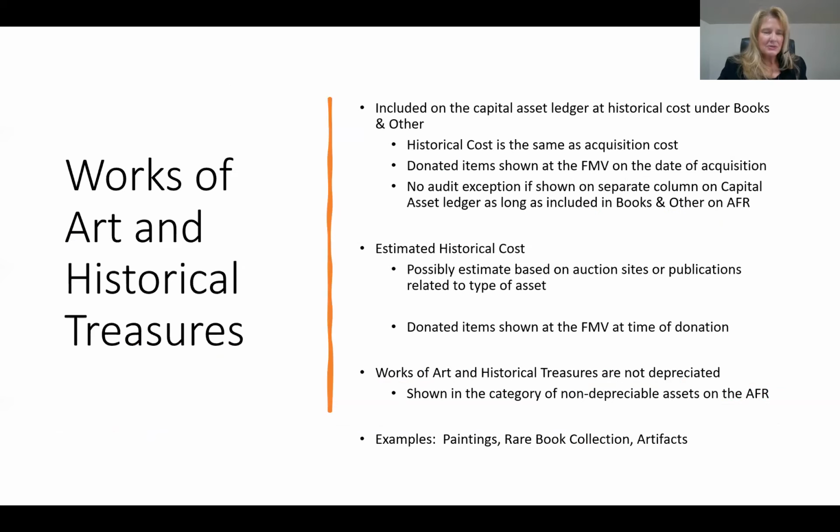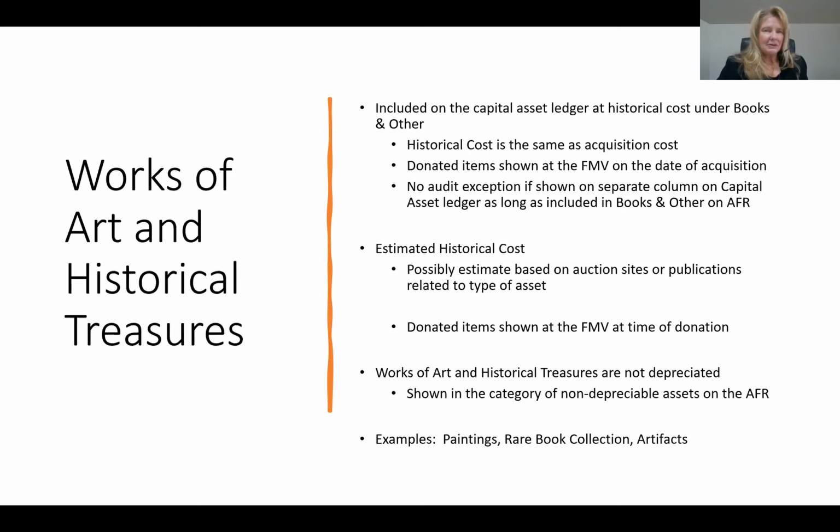Now, the next category, which works similarly, are works of art and historical treasures. Also, maybe some of your libraries might have some artifacts that you have on display, which might be included here. Currently, those are included in the capital asset ledger at historical costs under books and other. Historical cost is the same thing as your acquisition cost. If these items were donated, then they would be shown at the fair market value on the date of acquisition. Again, we're looking for reasonableness here and some kind of documentation of that.